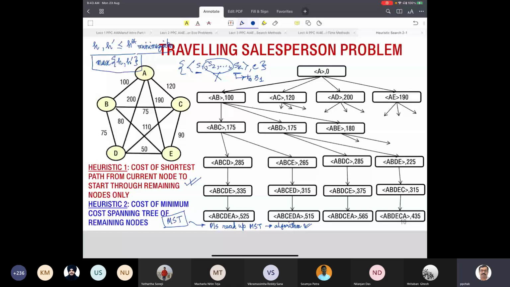So getting overestimates is also possible, but you won't get too many guarantees using overestimates. So we'll come to all that. Sir, for the traveling salesperson problem, how can we show that heuristic one is an underestimate?